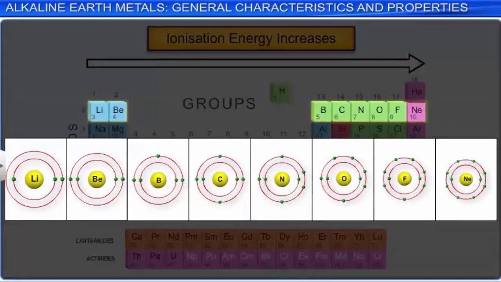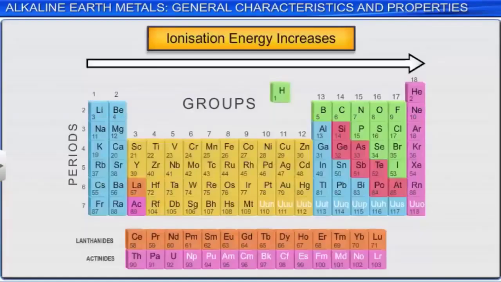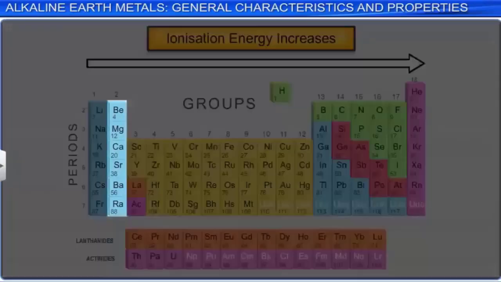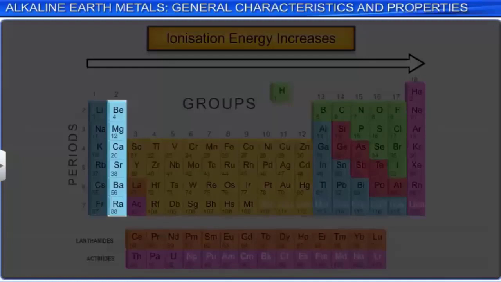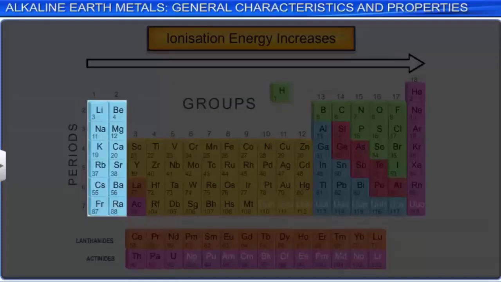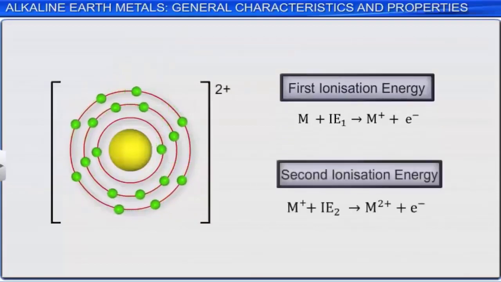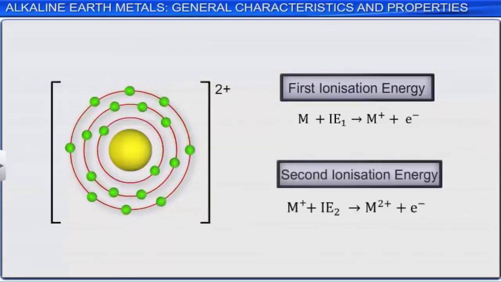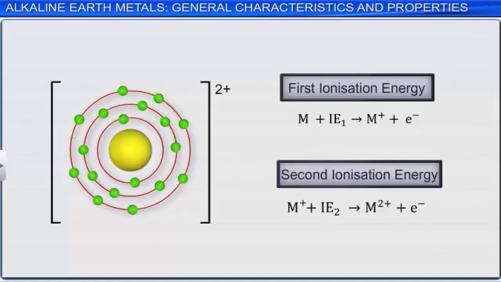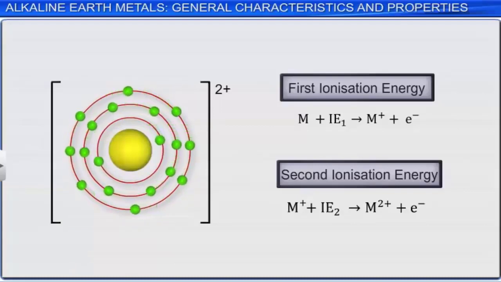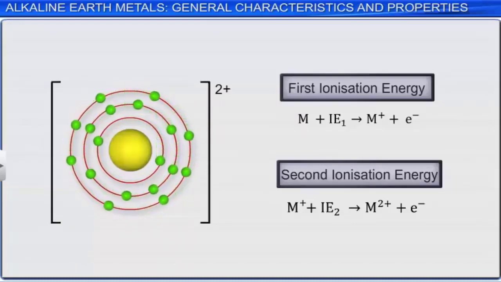The second ionization energy is the energy required to remove the second electron once the first electron has been removed, as indicated in the equation here. Generally, second ionization energies are higher than first ionization energies. One interesting fact you should know: the second ionization energies for the Group 2 metals, that is, alkaline earth metals, are lower than the second ionization energies for the Group 1 metals, that is, alkali metals.